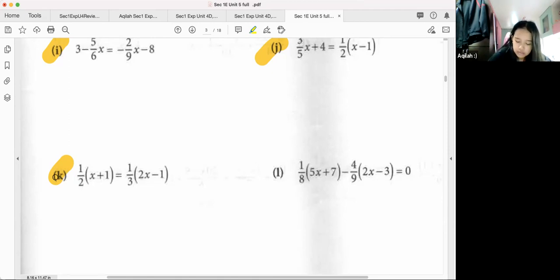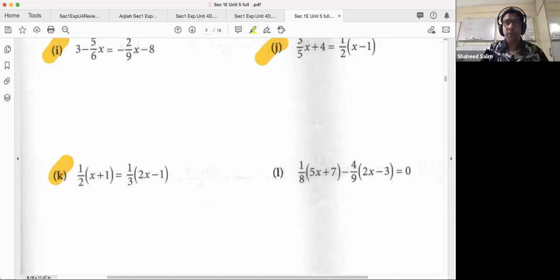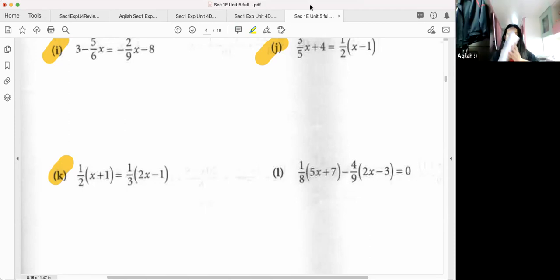Is x equal to negative 4.8? Can I have a look at your work? You're doing K, right? Yeah. Okay, can I see your working? Okay, thank you.